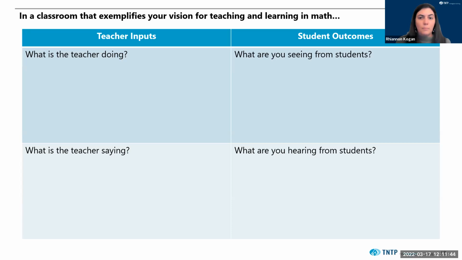Think about teacher inputs and student outputs. What is the teacher doing? What is the teacher saying? What are you seeing from students? What are you hearing from students? And we're going to take about 4 minutes to formulate these ideas on a Jamboard. Make note as you shift through this of any additions from your colleagues that align to your vision, and reflect on any additions that you didn't think about or ones that might surprise you.